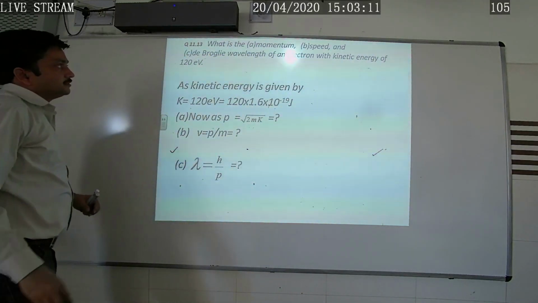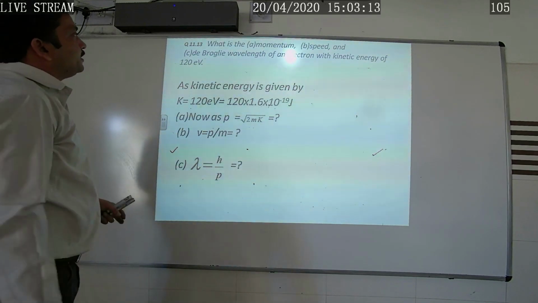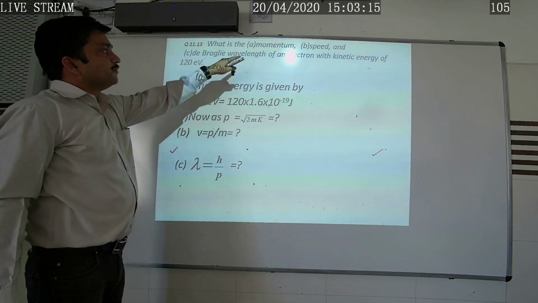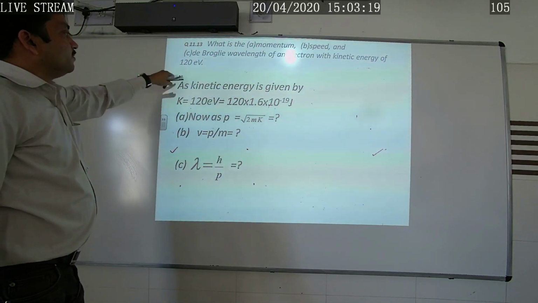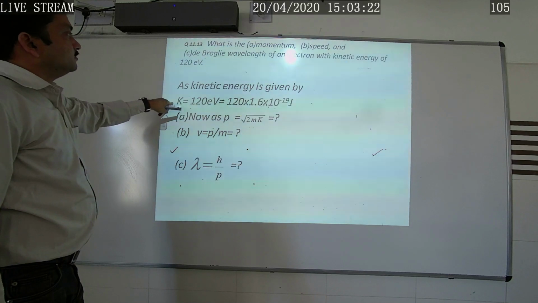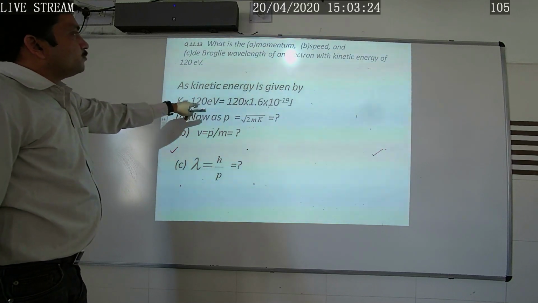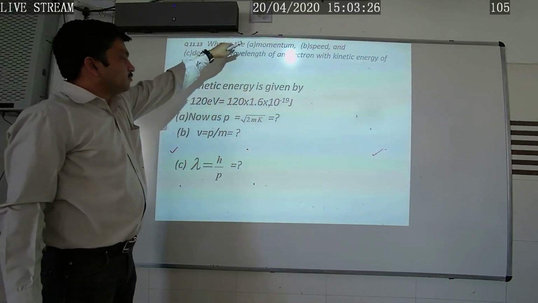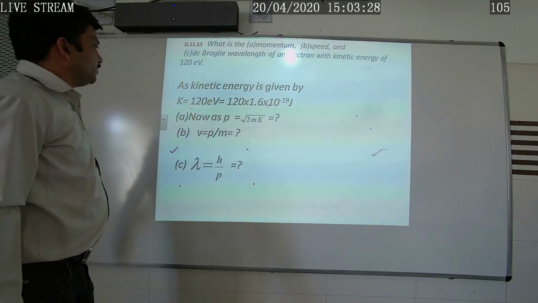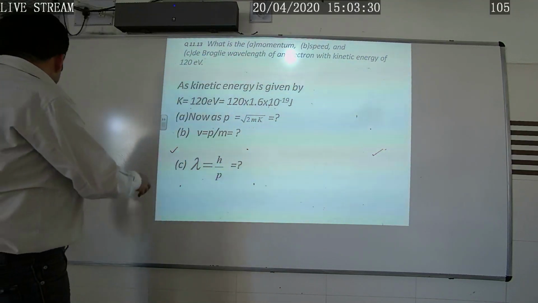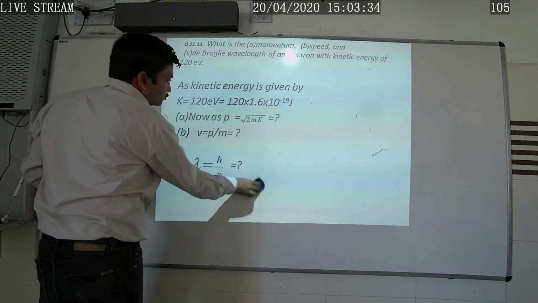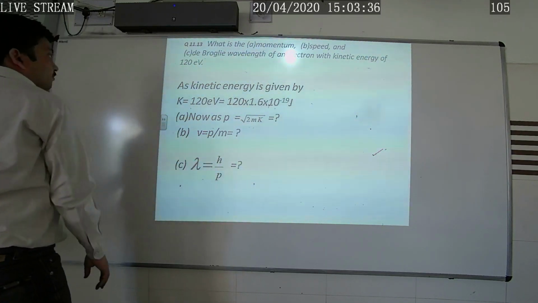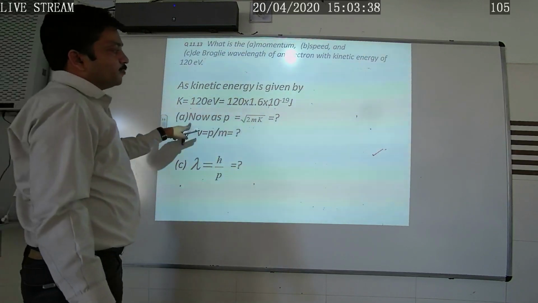The question is, what is the momentum, speed and de Broglie wavelength of an electron with this much kinetic energy? We have been given the kinetic energy, 120 electron volt. We want to calculate the momentum and the speed. First of all, I'm giving this question to you as homework. Try to solve it. In part A, we want to calculate the momentum.